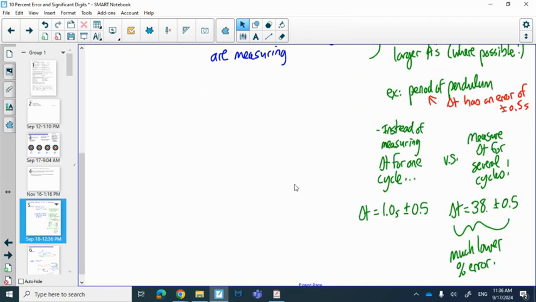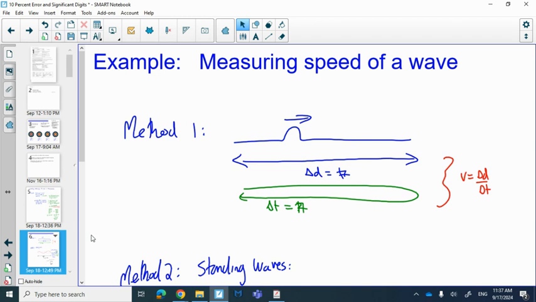Like the period of a pendulum, for example. If we're measuring how long it takes for a cycle, instead of measuring the time for one cycle, you can measure the time for a whole bunch of cycles. You have a give or take half a second error, maybe from your thumb hitting the stopwatch button. But half a second in comparison to 1 second is a much bigger error in comparison to the size of what you're measuring. It's literally half of the value, whereas give or take half a second in comparison to 38 seconds is a very small percentage of what you're looking at. So that's the idea of this.